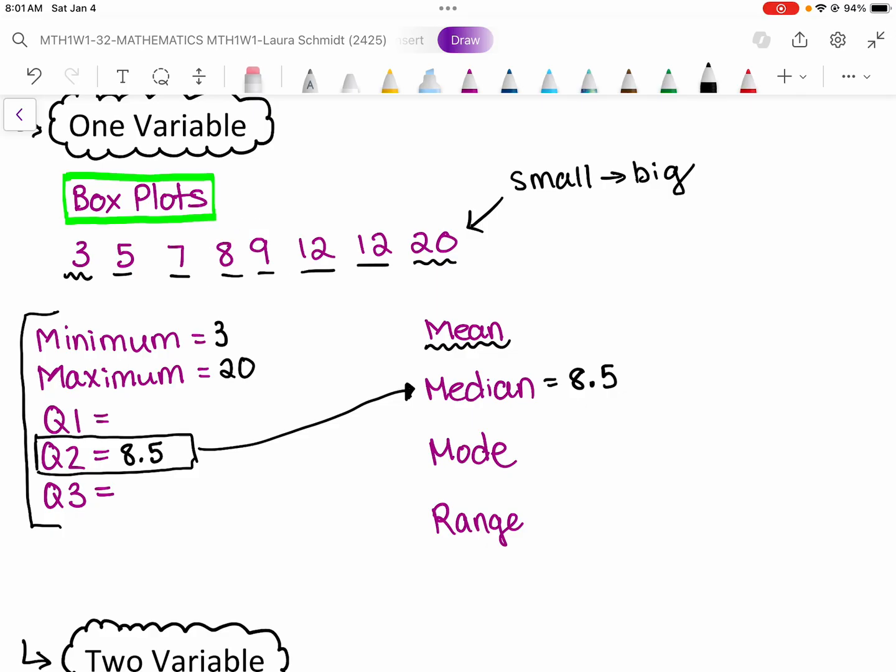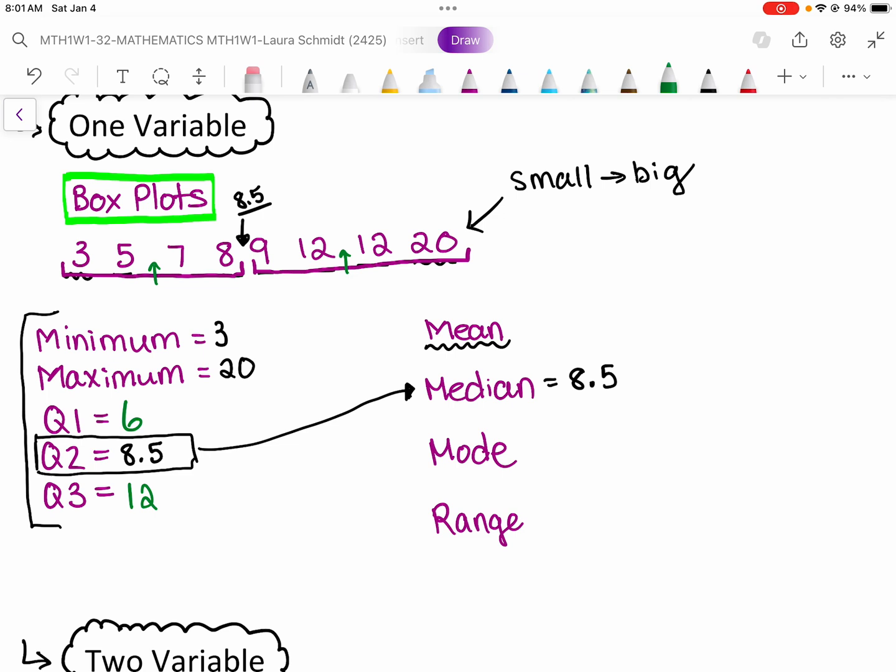Okay, so once we do that, we know that 8.5 is actually our Q2. Then we have to find Q1 and Q3. So when we do that, we look at this section of our data, and we have to find the middle of it, and we look at this section of our data, and we need to find the middle of that. The middle of this is going to be right in between 5 and 7, so 6 will be Q1. And then the middle of this is going to be right here, which is just going to be 12.